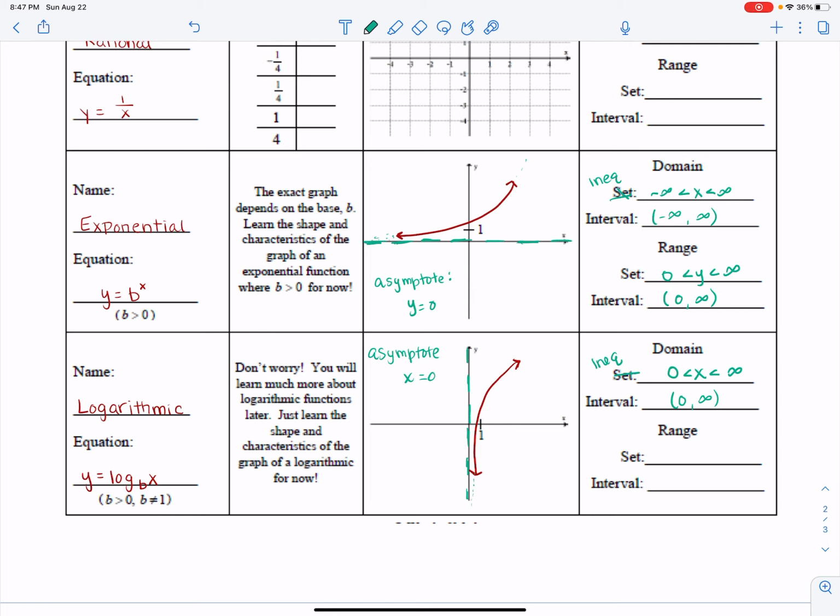The range, though, we can go from negative infinity to positive infinity. It's going to go all the way down and all the way up.